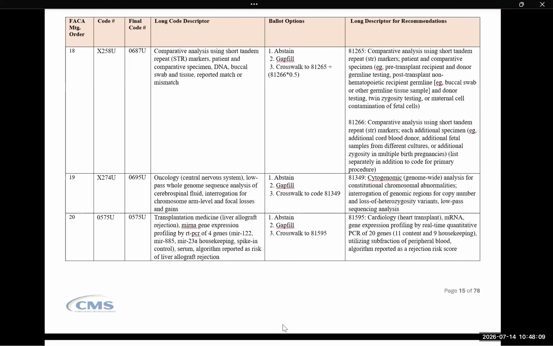Thank you. Are there any other options from the panelists? Questions or comments from panelists or from CMS? All right. If not, panelists, please cast your votes.